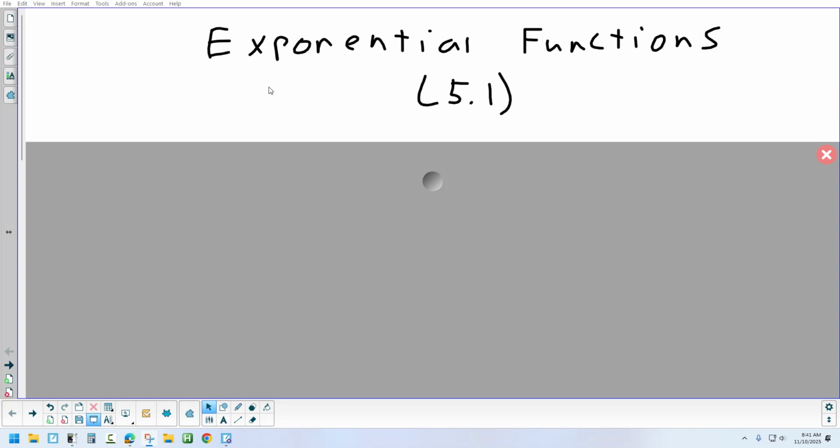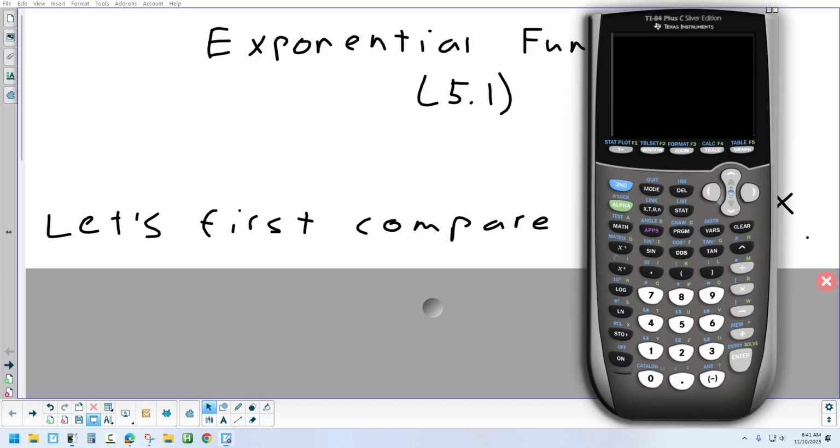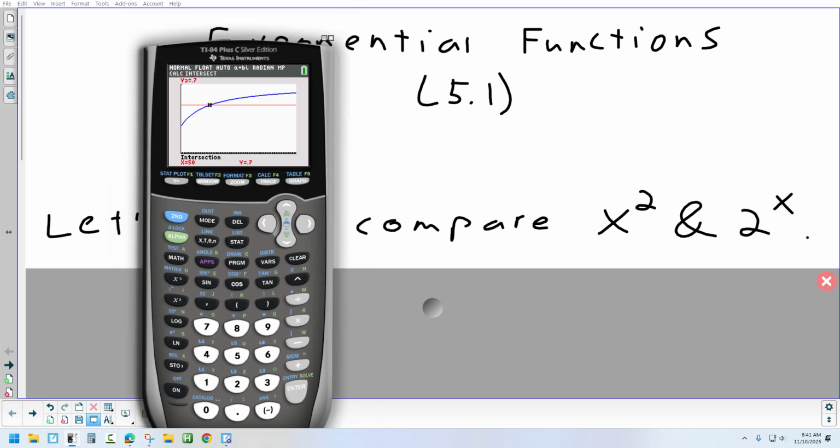Let's start off looking at chapter 5, because this is going to be on exponential functions. What we'll do first is compare the kind of graphs we've been looking at, like polynomials, rational functions, things like that, with an exponential. So I'm going to graph x squared, and then I'm going to graph 2 to the x.